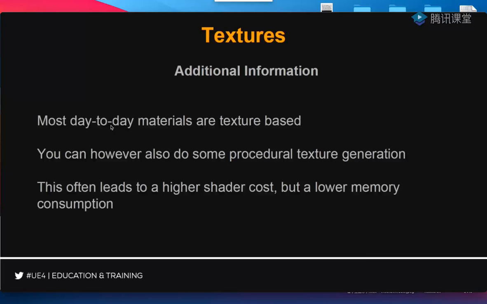But most day-to-day materials are just texture-based. So texture is very important in real-world development. We can also do some procedural texture generation. So this is just a balance between these two. If you want the texture to take less memory, you can generate a procedural texture, but it means a lot of shader cost. By using a texture-based material, we save a lot of time. The shader is very simple, so the GPU load is very low, but you need a lot of memory space to store the texture. So this is a trade-off. You need to make a balance between these two.